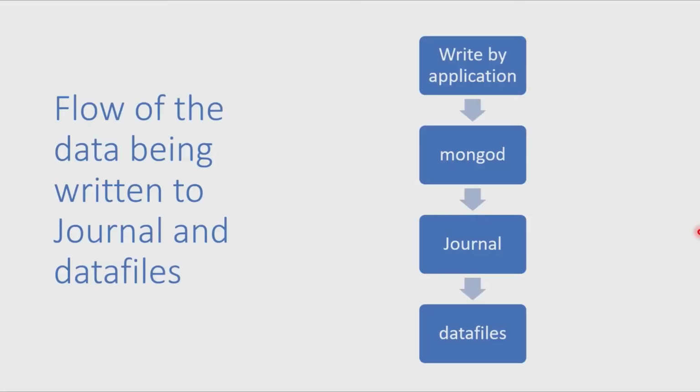So this is the flow of the data which is being written to the journal and the data files. Whenever there is an application which is interfacing with mongod, first of all, it will be intercepted by mongod. Then mongod will accept those transactions, and those transactions are first written to the journal file, and then they are written to the data files.